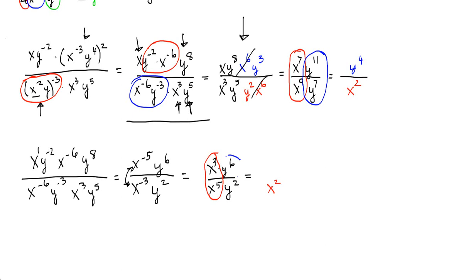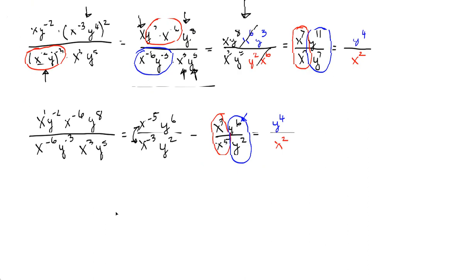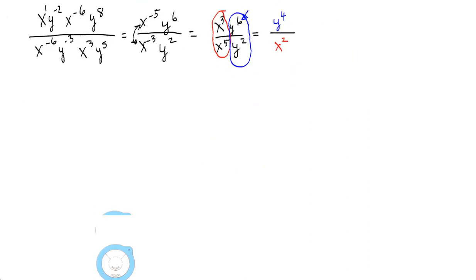And for our y's, 6 minus 2 is 4. And the 6 is bigger than the 2, so that's going to stay on the top. We get the same answer. Okay? Again, many different ways to solve these problems, and they're all equally correct.